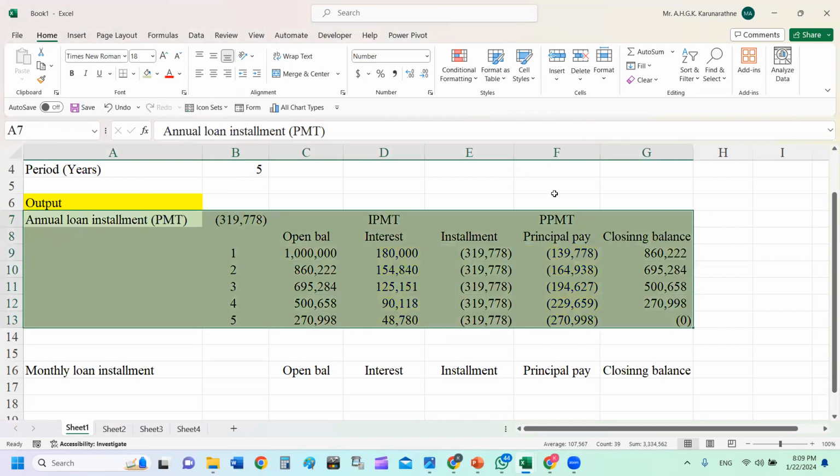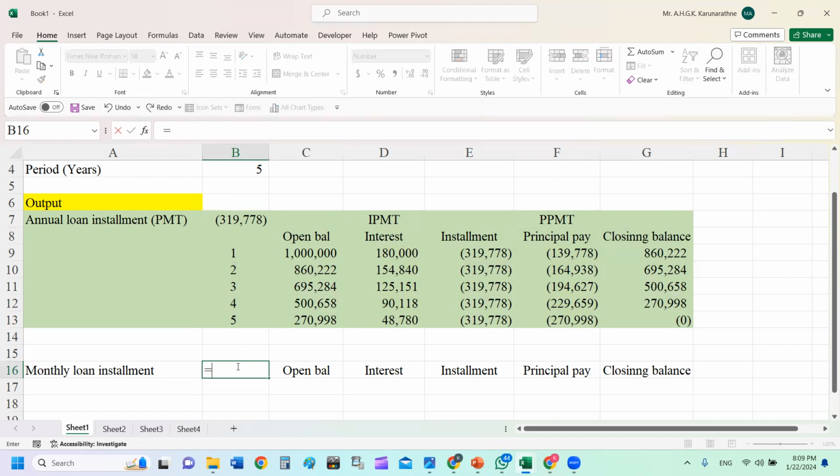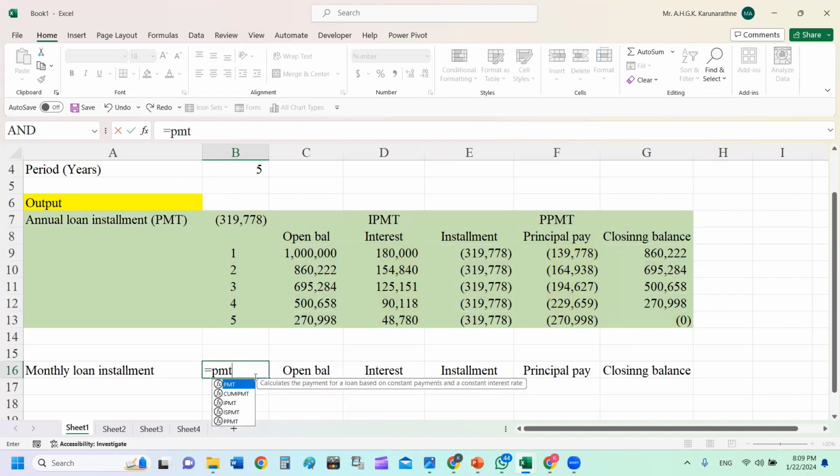This is a different scenario. First scenario, then monthly installment, right? Okay. Now we can use the PMT function even to compute the monthly installment. Using the PMT function, we can determine the monthly installment. We'll see. Equal PMT. Click on that.